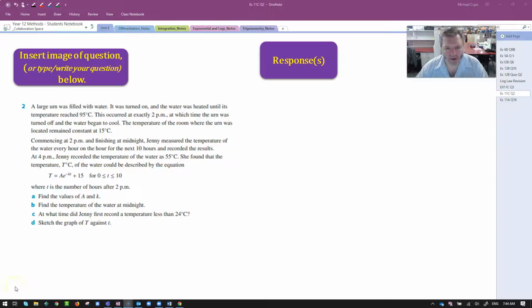Right, back again with exercise 11C, question 2. A large urn filled with water was turned on and the water was heated until its temperature reached 95 degrees Celsius. This occurred at exactly 2 p.m., at which time the urn was turned off and the water began to cool. The temperature of the room where the urn was located remained constant at 15 degrees. Commencing at 2 p.m. and finishing at midnight, Jenny measured the temperature of the water every hour on the hour for the next 10 hours and she recorded the results.